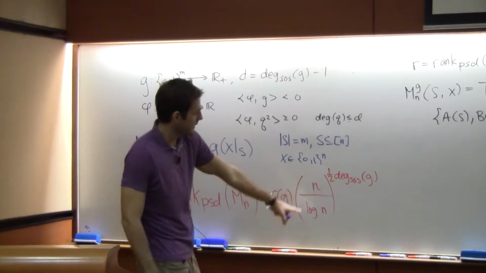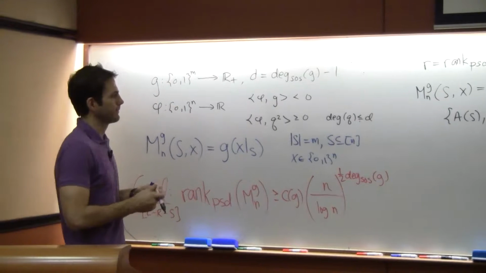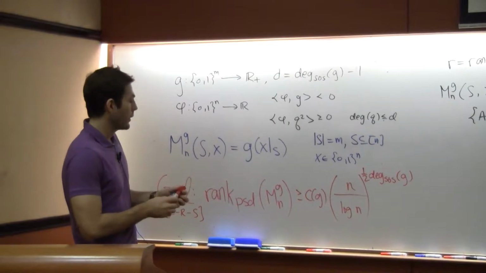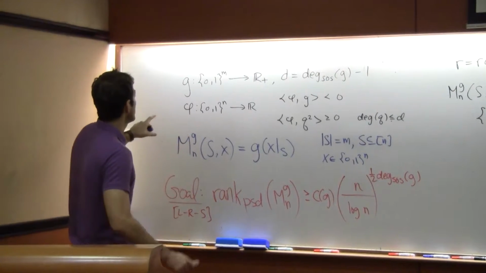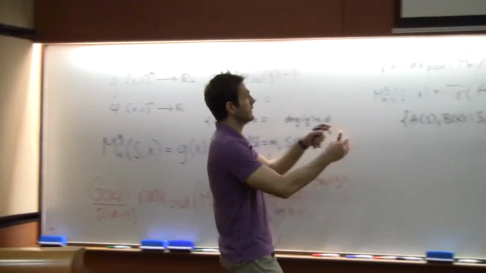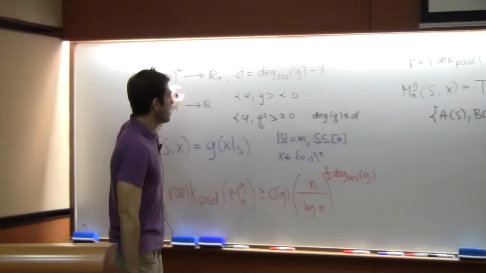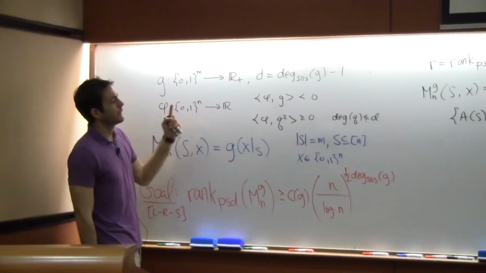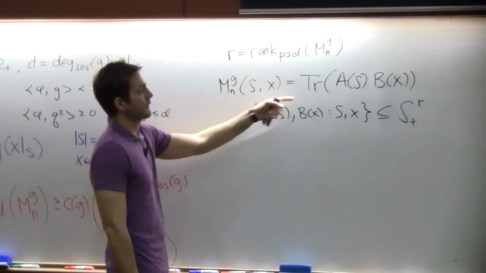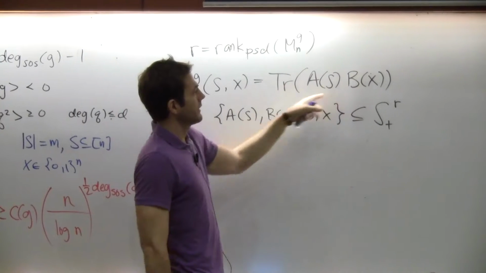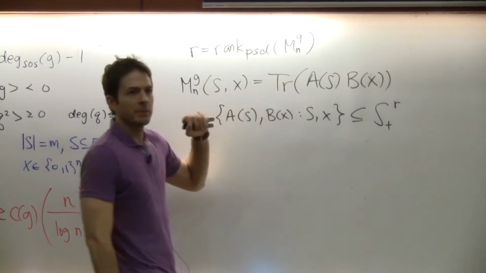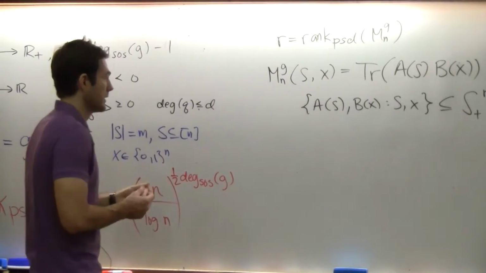Unless R is less than this, this is an impossibility. Okay. And the way we intended to do that was to lift this separator, which separates G from any representation as a sum of low degree squares, to a separator that would separate this matrix from any representation like this with any small positive semi-definite rank representation.